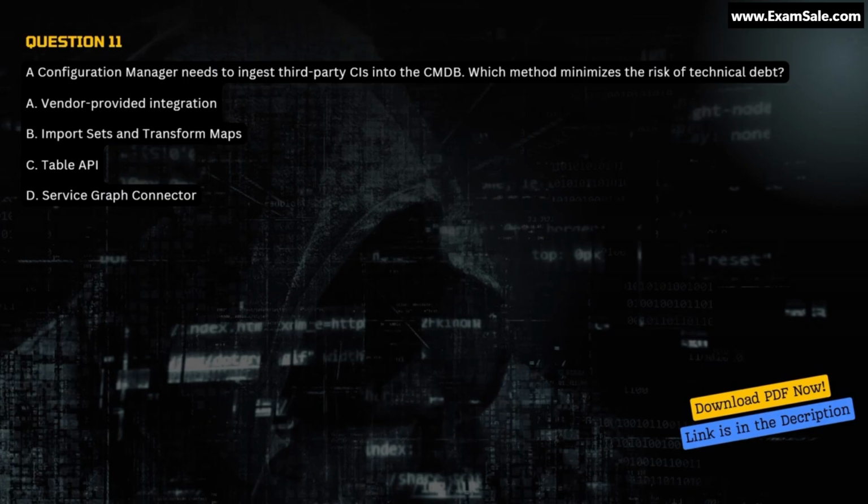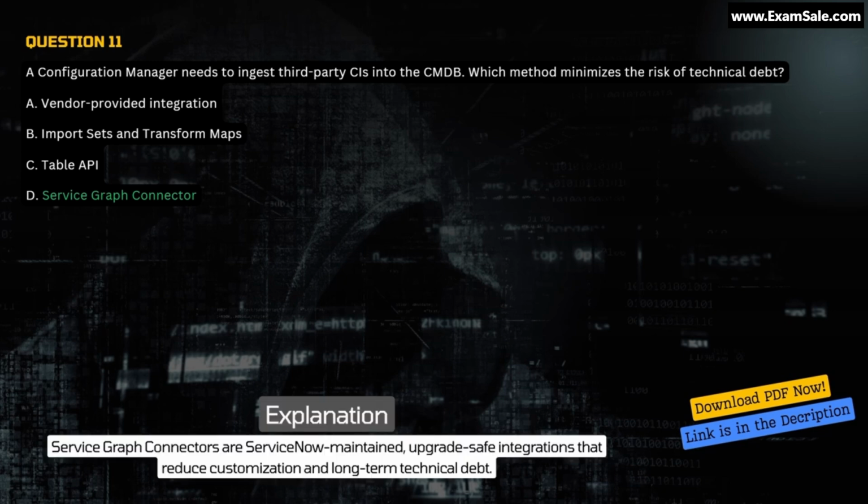Question 11. A configuration manager needs to ingest third-party CIs into the CMDB. Which method minimizes the risk of technical debt? A. Vendor-provided integration. B. Import sets and transform maps. C. Table API. D. Service graph connector. Correct answer D. Service graph connector. Explanation. Service graph connectors are ServiceNow maintained, upgrade-safe integrations that reduce customization and long-term technical debt.